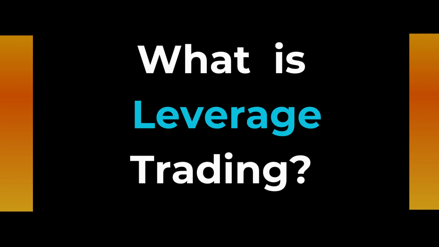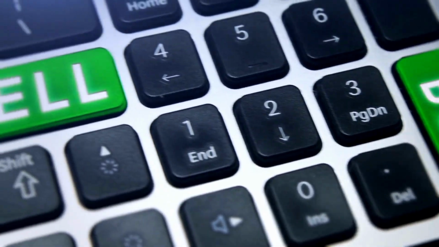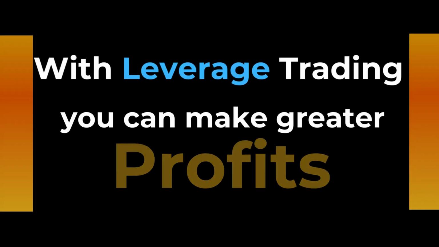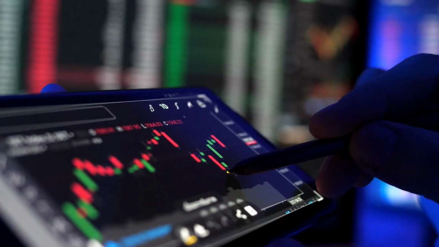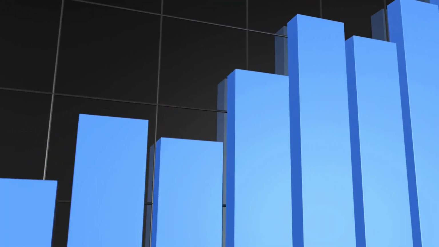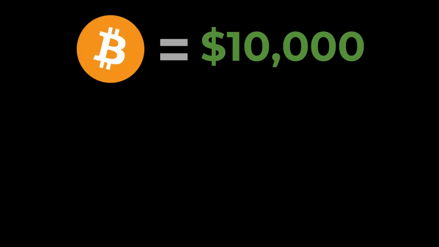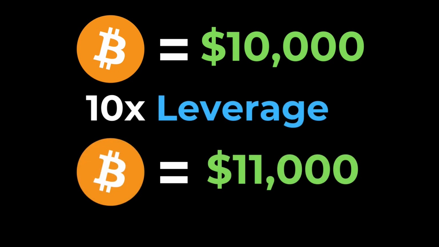You are awesome! Let's see what is leverage trading. With spot trading, you can make profit by buying low and selling high. But with leverage trading, you can make greater profits by predicting where the market is heading. Let's assume that the price of Bitcoin is $10,000. You predict that the price of Bitcoin will rise in the near future. This means that you'll be buying in a long position, and you can also buy a position with leverage. If you bought one Bitcoin at $10,000 with 10x leverage, and Bitcoin got to $11,000, that's a $10,000 profit.